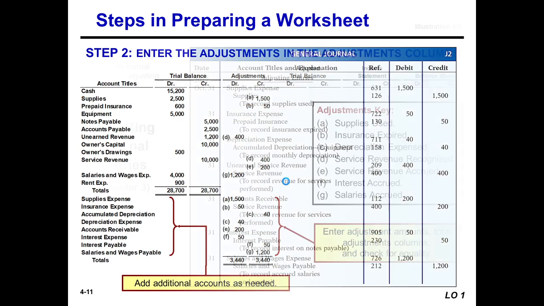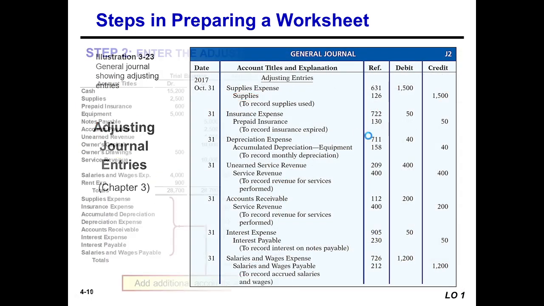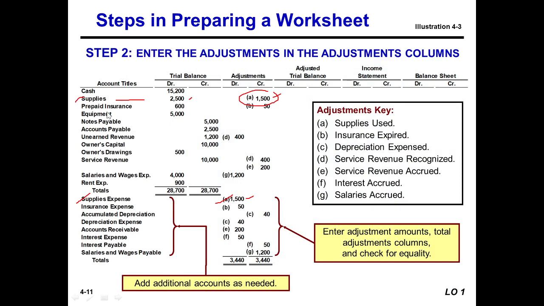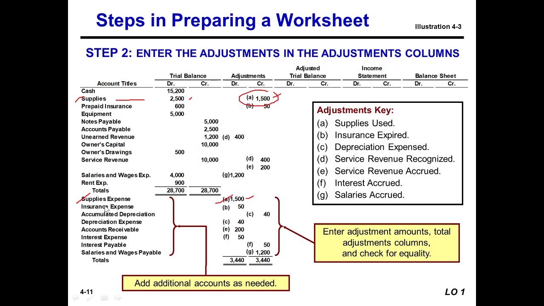Okay. Next, insurance expense and prepaid insurance. For prepaid insurance, we have a column. This is the credit 50. That means this is the prepaid insurance 50. But for insurance expense, we have no accounts title. So this is the insurance expense. We inserted this accounts title. That means this is the 50.